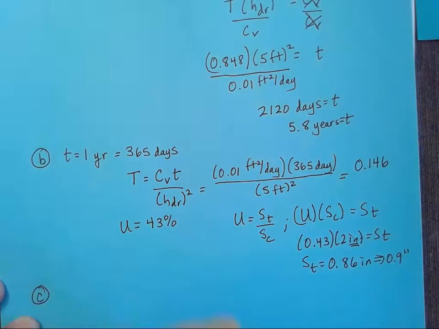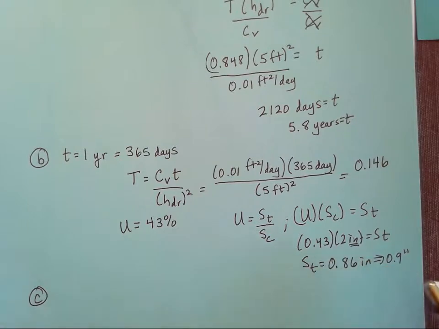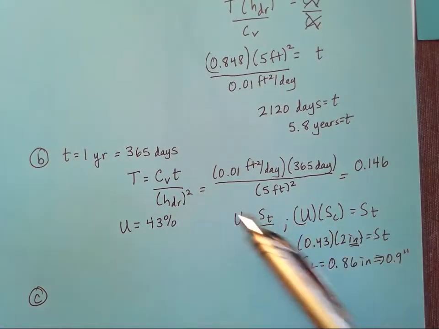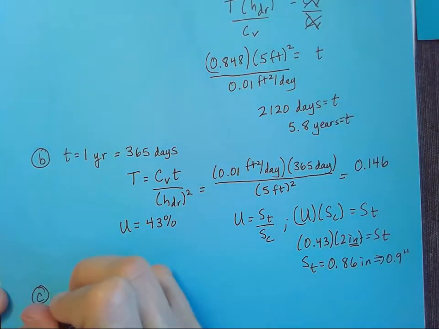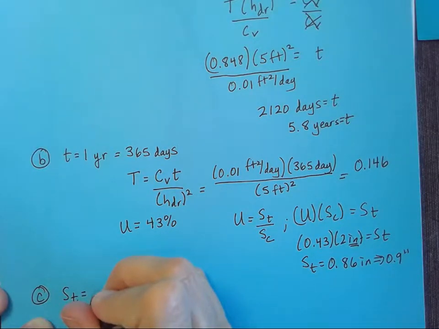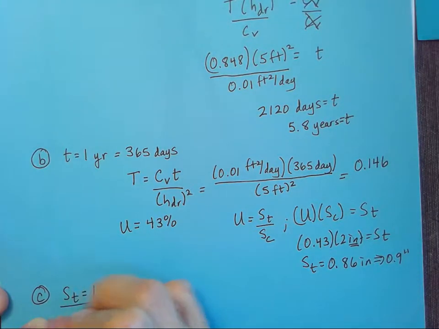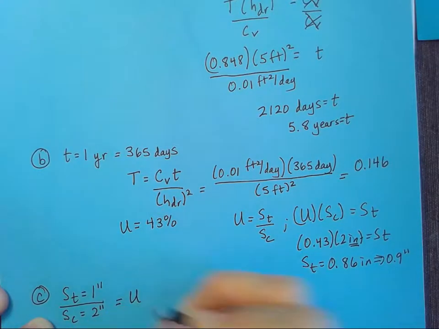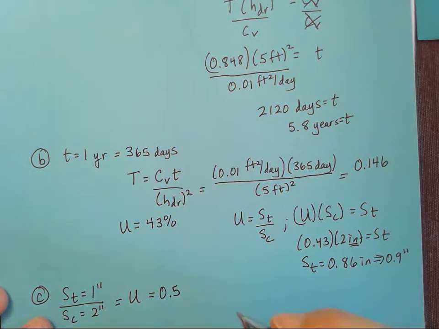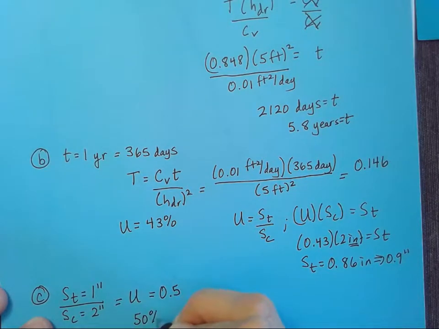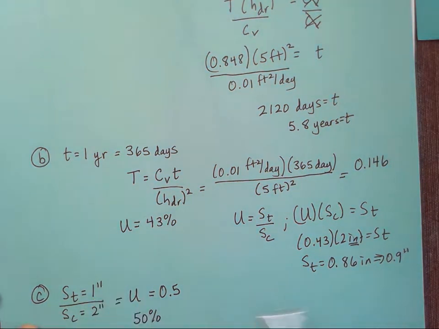So let's go ahead and put this in. So now, instead of knowing the T and U, we're going to say that our St is equal to this 1 inch, and our Sc is equal to the 2 inches. So my U in this case is just 1 divided by 2, which is 0.5. All right, so we're looking at a 50% consolidation for this case where we have 1 inch that occurs.